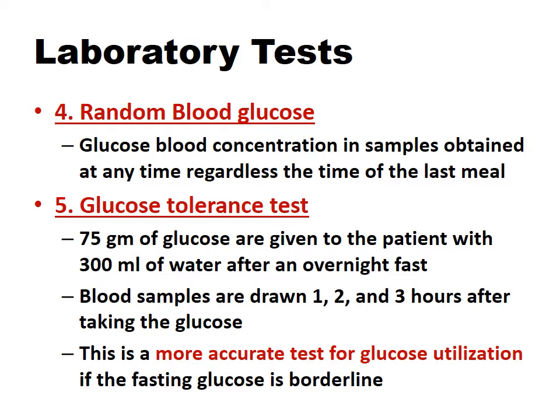Glucose tolerance test. This test is performed by giving the patient 75 grams of glucose with about 300 ml of water after an overnight fast. Blood samples are drawn at 1, 2, and 3 hours after taking the oral glucose. This is a more accurate test for glucose utilization.